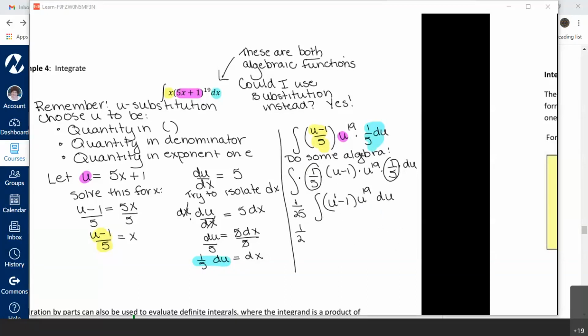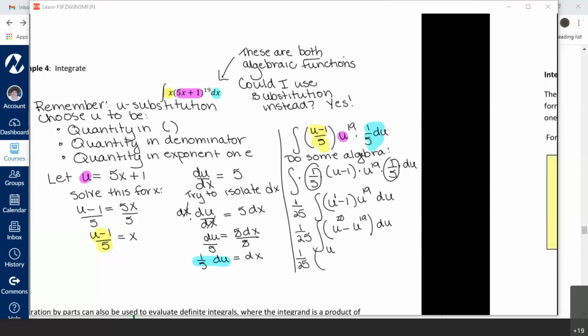And that's going to give me the integral of u to the 20th minus u to the 19th, oops, times du. Okay, just distributing u to the 19th to both things in parentheses. Now this becomes easy to integrate with the power rule.